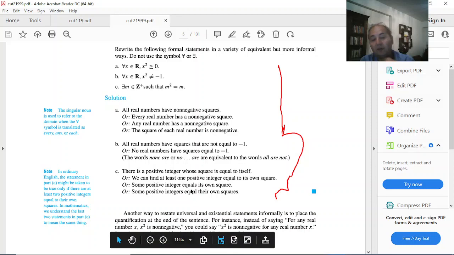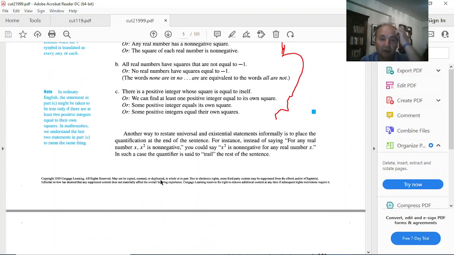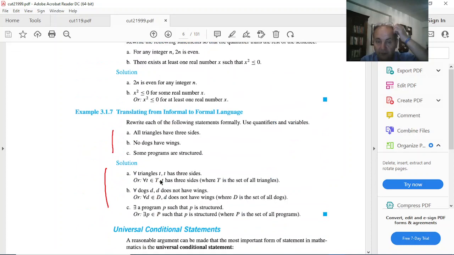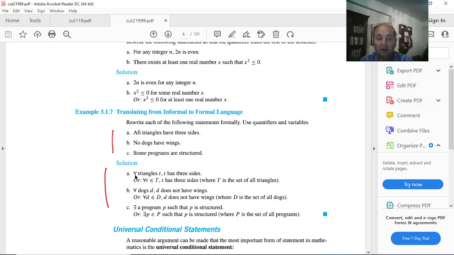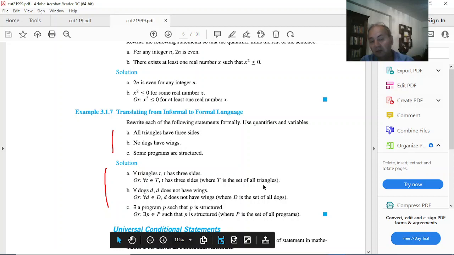So, this is mathematical terminology. With trailing quantifiers, the structure of the sentence is very important. You have to put the "for all" at the beginning and it applies to everything until the comma, right? For all triangles T, comma, T has three sides. Okay, this is a good logical statement. Or for all T, an element of capital T, has three sides, where T is the set of all triangles. Both are valid.